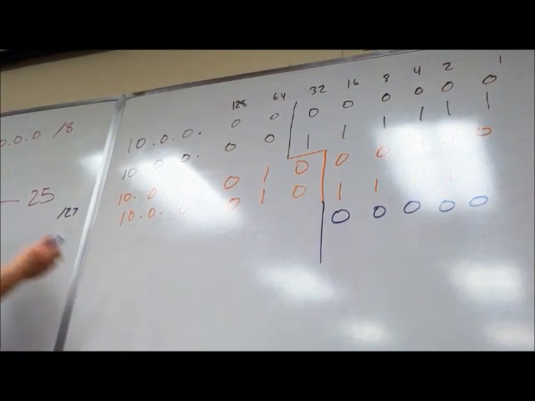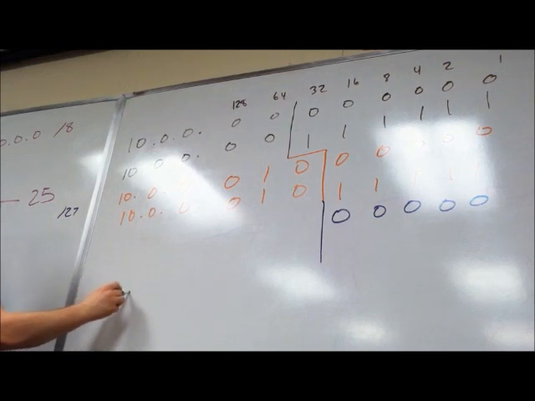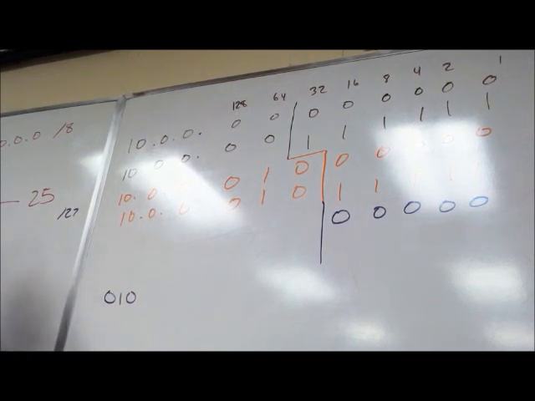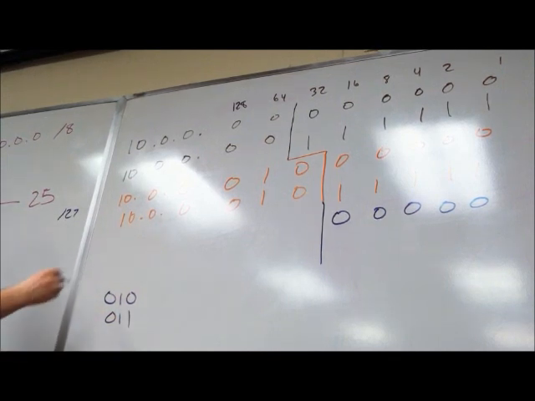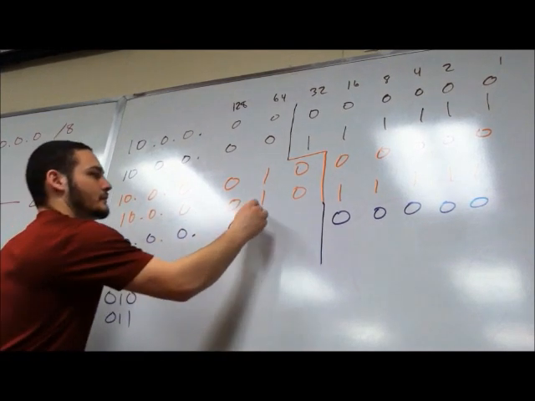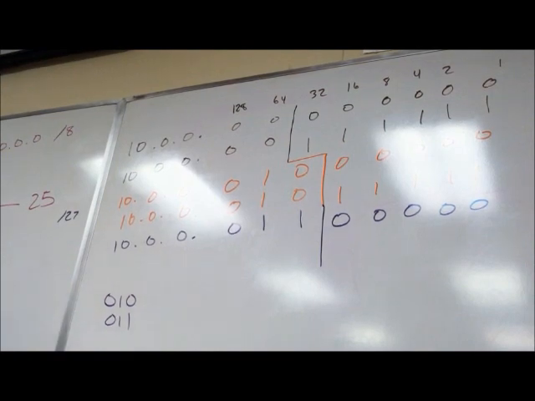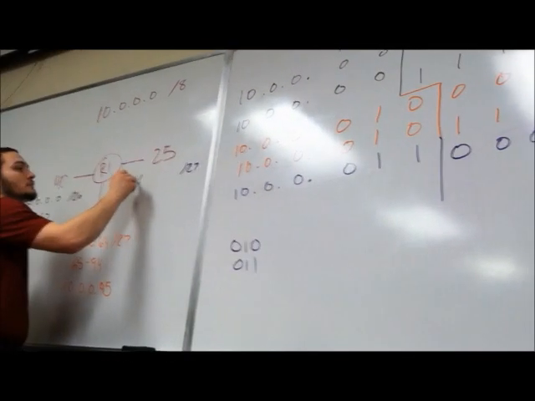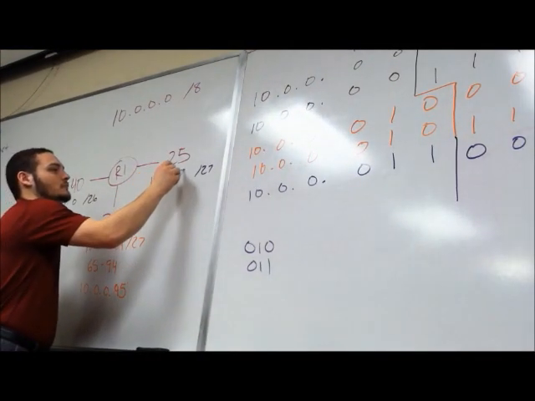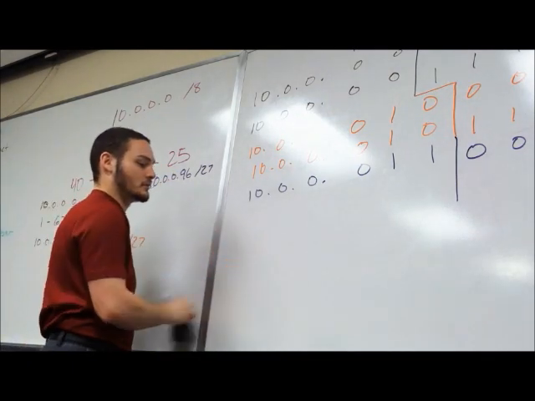So what were the subnet bits in the previous address? 010. And we need to go up by one. 011. So what was that? 96. And then how do we get the broadcast number?